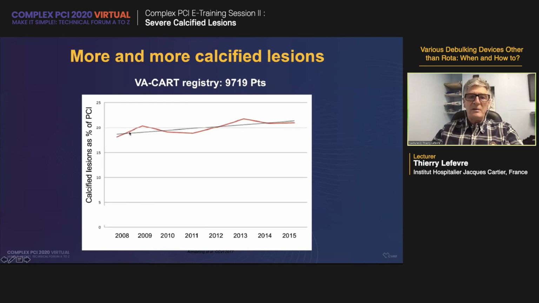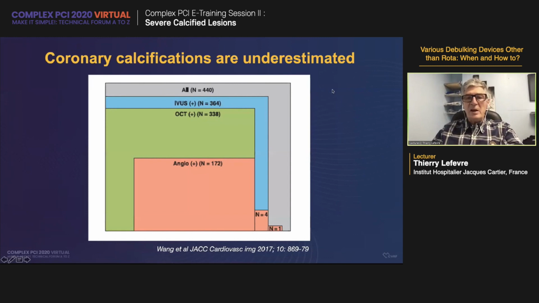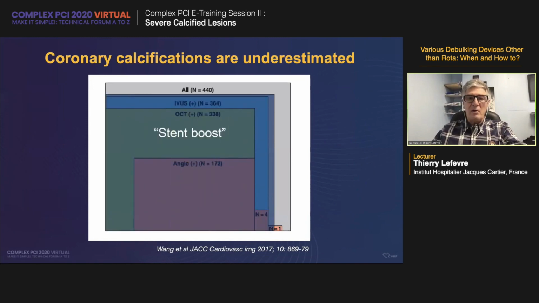And this is the rate of calcified lesions in this US registry. You can see that this rate is increasing. So if you continue like that, we'll be close to 25% or more of patients who have significant calcified lesions. Of course, identification of calcified lesions is not so easy, and by angio we are underestimating calcification. So that's why Dr. Nakamura insists on intracoronary imaging. I think it's very important, especially when you use the rotablator.